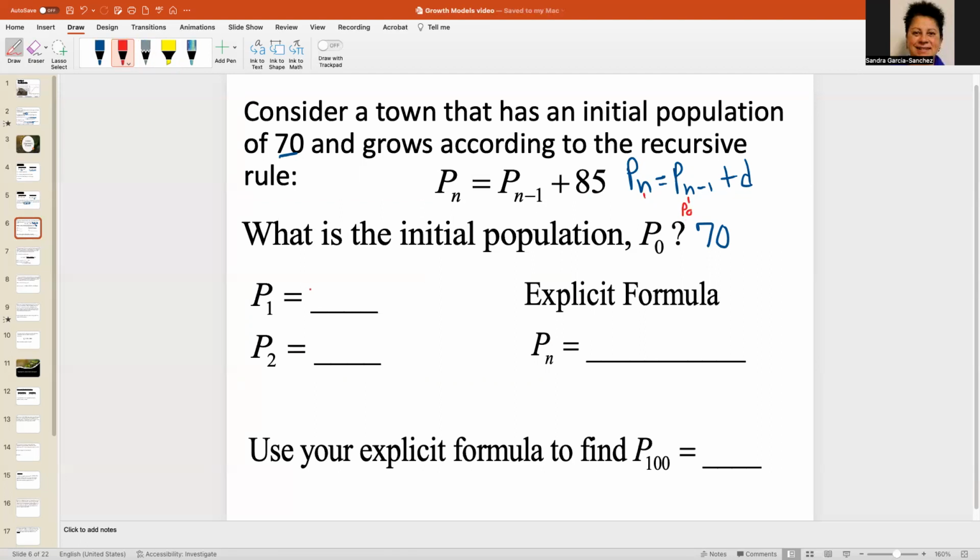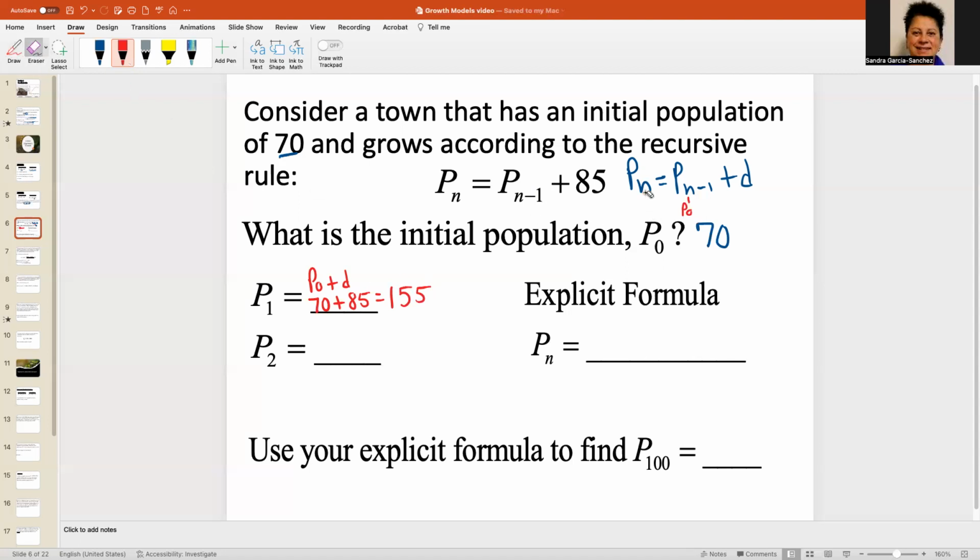So that means that P sub 1 is equal to P sub 0 plus D. But the formula is telling us that P sub 0 is 70 and D is 85. So we add 70 plus 85, and that is going to give you 155. And that's what P sub 1 is going to be.